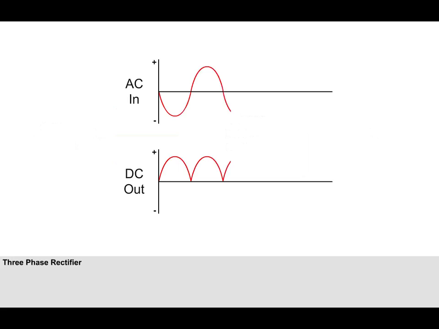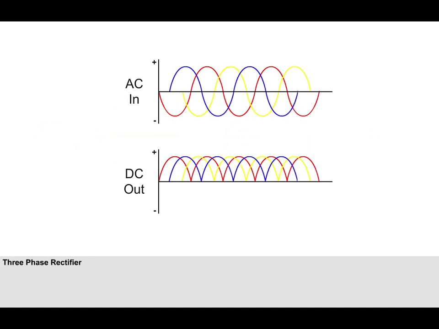A three-phase rectifier superimposes the full-wave rectified output from all three phases on top of each other. Thus it produces a much smoother output than a single-phase rectifier. The output of a three-phase rectifier can therefore be considered to be of a steady DC voltage.